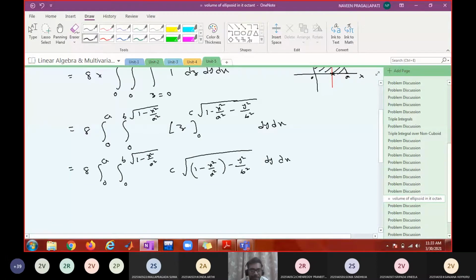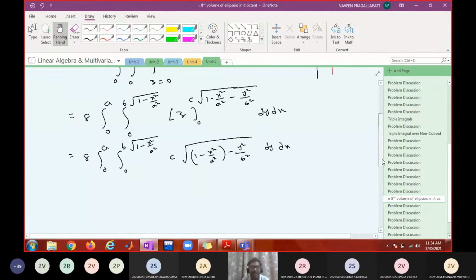So now you need to integrate this function. You need to integrate this function, no? So now you are integrating with respect to y. This will be treated as a constant, right? So c can be taken outside. So shall we consider this 1 minus x square by a square as k square for the time being?